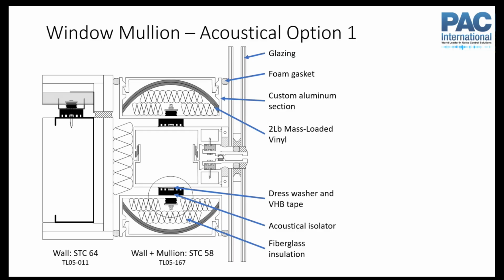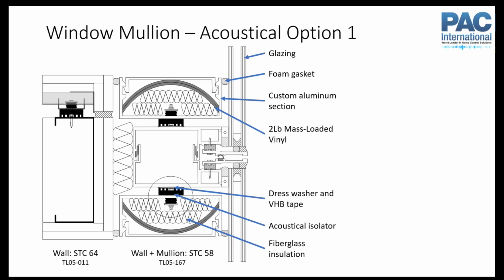So one way to do that is to add on some sort of substantial structure. In this case, we've got another custom aluminum section, and then we've got mass loaded vinyl in here, to add mass. This entire assembly that's giving us our mass is also acoustically isolated using the same kind of rubber isolator. So we're adding mass, we're sealing it, right? And we're addressing that structural transmission path.